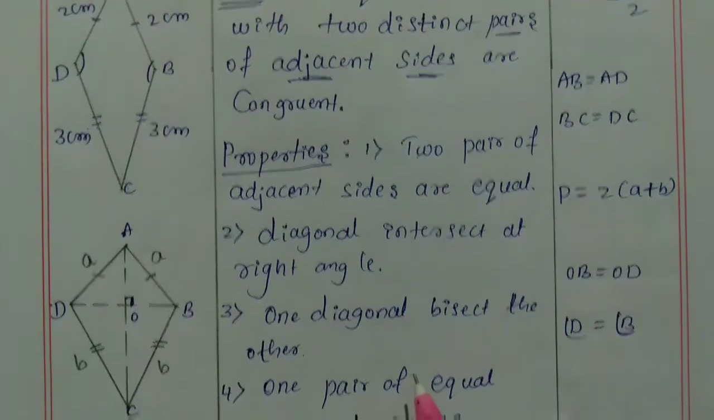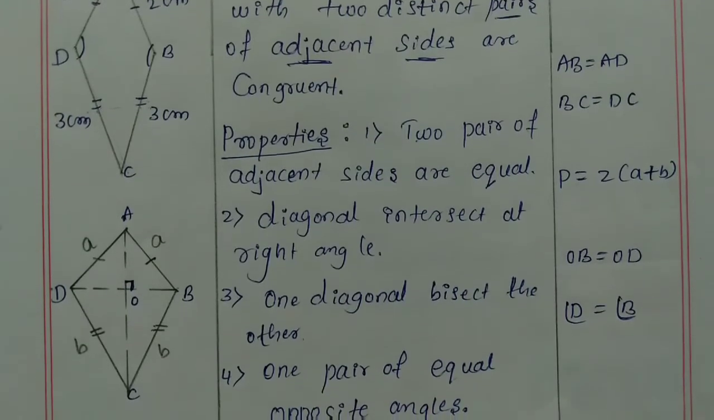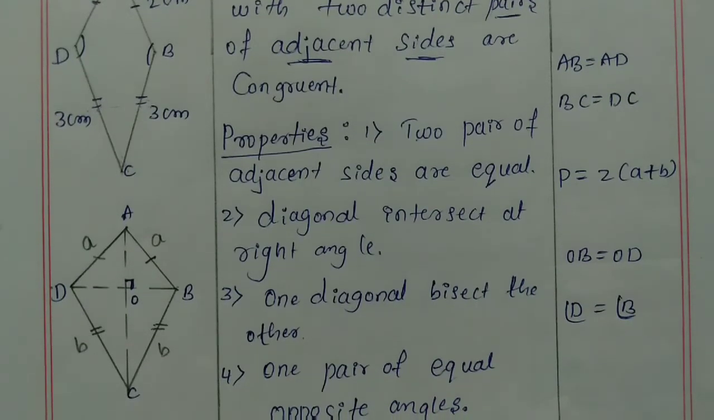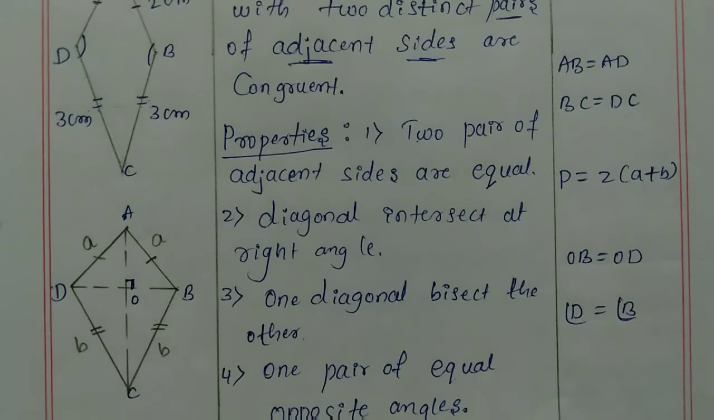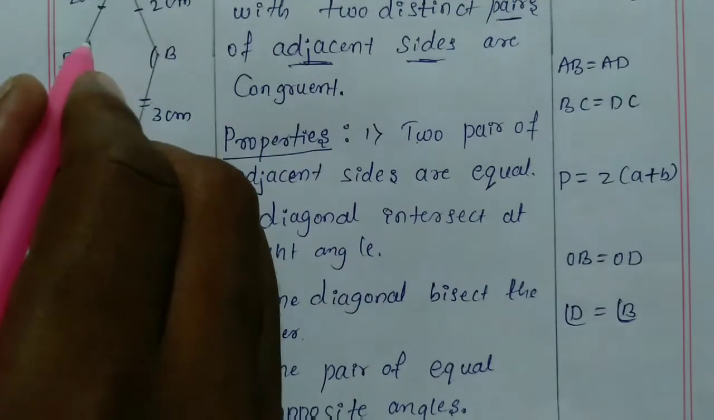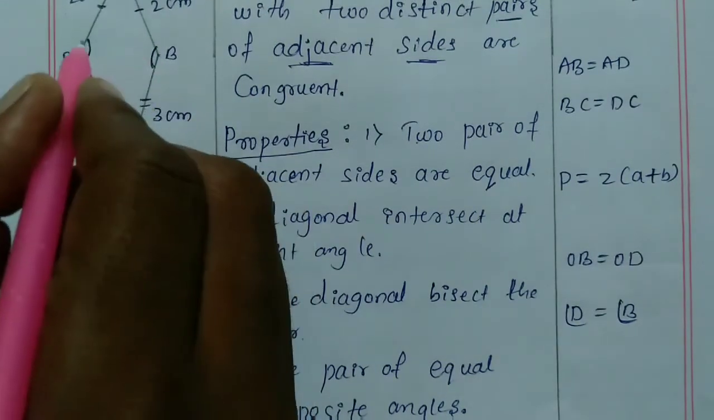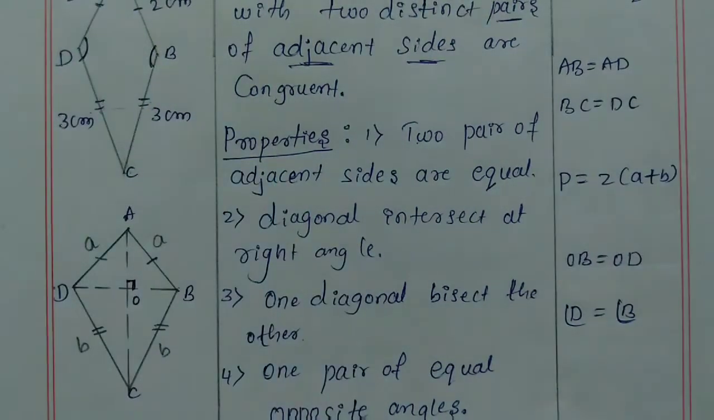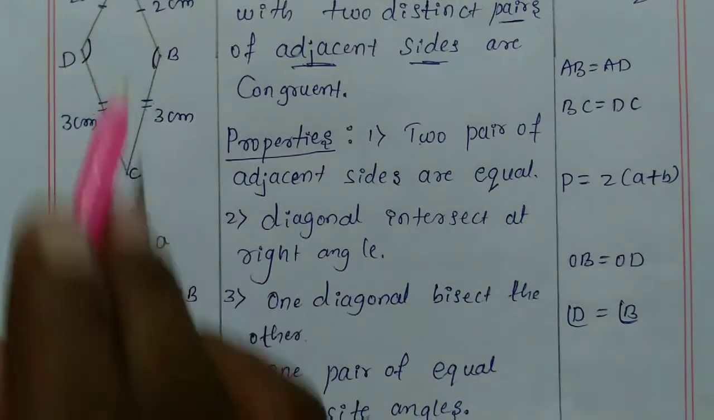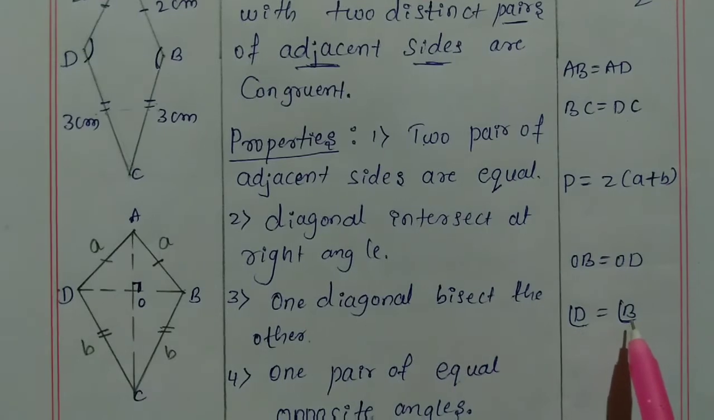Okay, so next, the fourth one: one pair of equal opposite angles. So here, one pair of equal opposite angles. It means you can take angle B equal to angle D. Angle B equal to angle D. One pair of opposite angles are equal. Only one pair of opposite angles are equal. That is angle D equal to angle B.